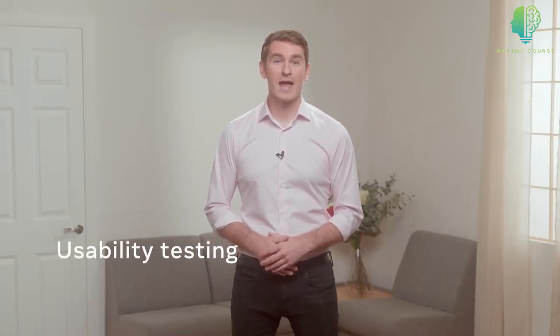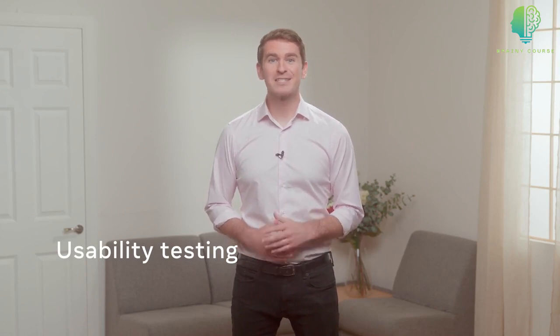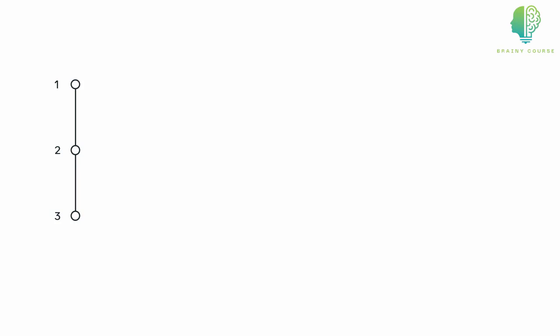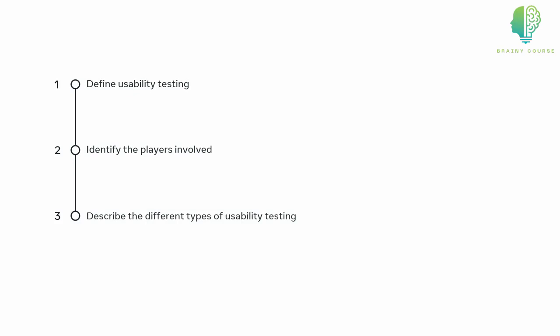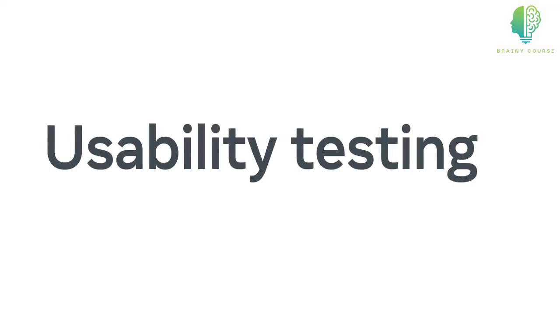Now that you explored wireframing to improve the food ordering element of the Little Lemon website, it's time to cover how you can test your design for usability. In this video, you will learn to define usability testing, identify the players involved, and describe the different types of usability testing. Usability testing is the process of getting actual people to use a website, app, or other product you've designed while tracking their actions and reactions.